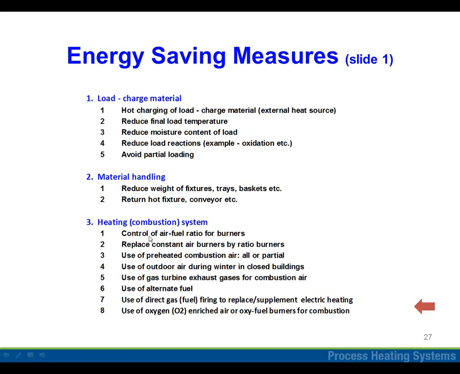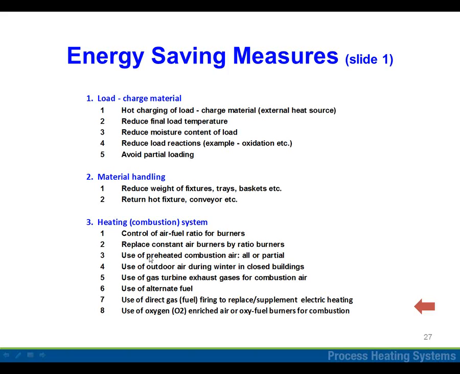Oftentimes what happens is that people will call the burner suppliers or somebody and say, hey, check my burner's control ratio. They'll adjust the burners perfectly. The problem is that what you put in doesn't matter. What goes out is what matters. So now we've got to take a look at what's going on and adjust the ratios accordingly.